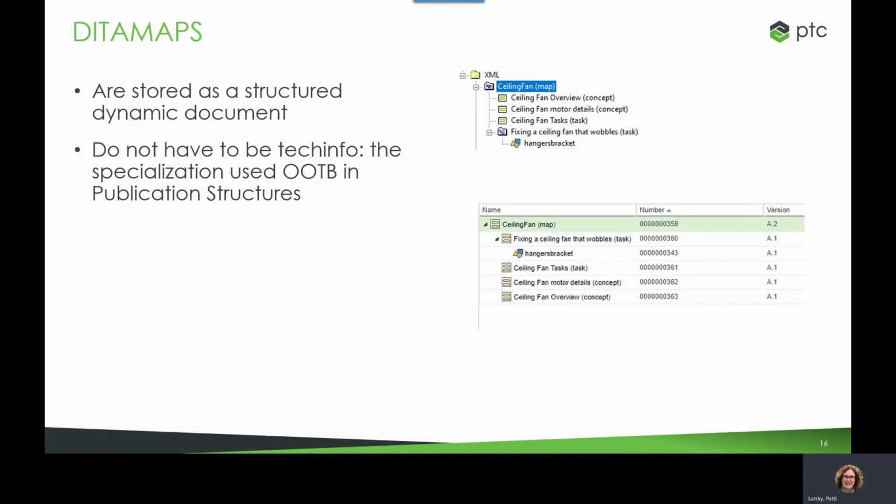Now, when you're working with DITAMAPs, there's no requirement to use tech info. You can use standard OASIS data. You can use the specialization that you may have already developed for your content, and that'll work fine when you're working with Windchill. And what we see on the right here is the structure as it would show in Arbortext Editor, and then the same structure as it would show in the Windchill HTML UI.